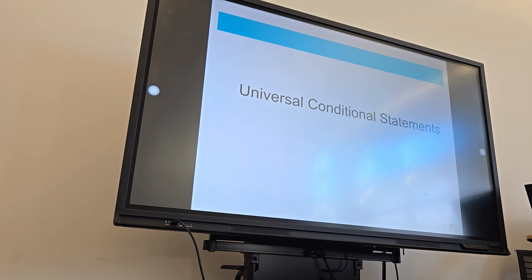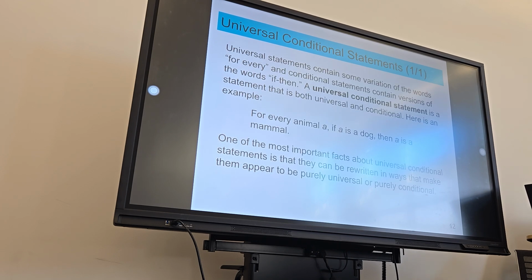Then you have different combinations of the universal, conditional, and existential statements. The first one is the universal conditional statements. They contain some variation of the words for every, and conditional statements that contain versions of the if-then. It's both universal and conditional. Like, for every animal A, if A is a dog, then A is a mammal.